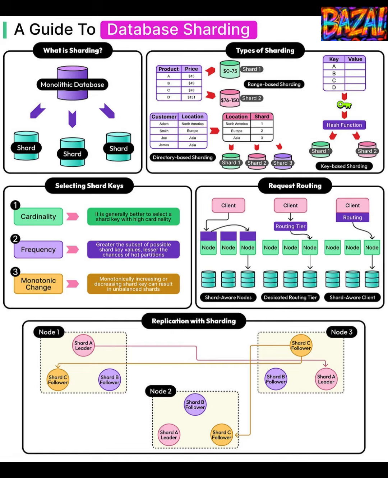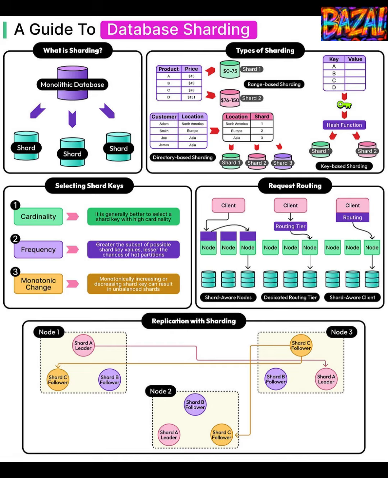Key-based sharding, also known as hash-based sharding, uses a hash function on the shard key to determine where data lives. This gives excellent load distribution and avoids hotspots. However, it breaks natural ordering, which makes range queries slower and more complex.